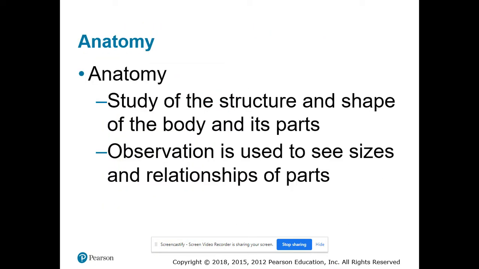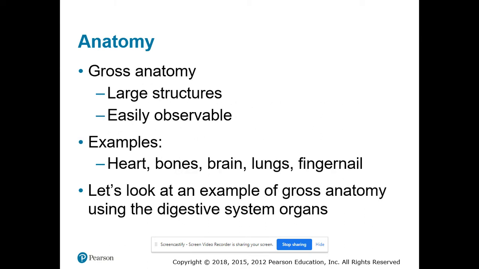In the last class, we talked about anatomy and how it's the structure and shape of the body and its parts. So what does something look like and where is it located in relation to another organ? For example, where is your stomach located compared to your lungs? Then we learned about how there's two types of anatomy.